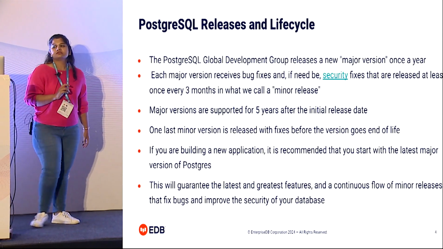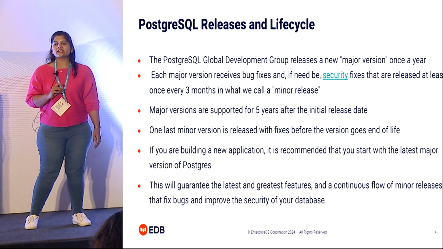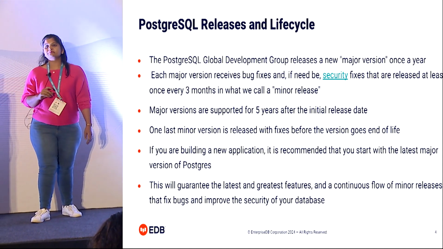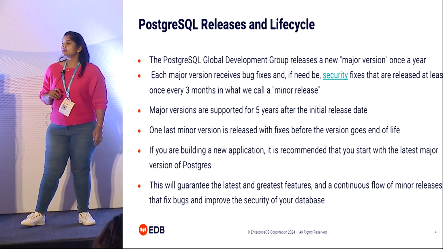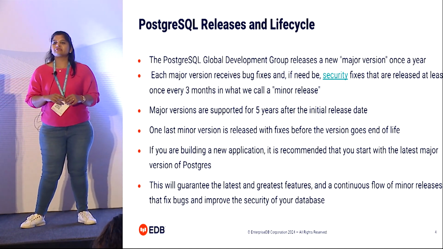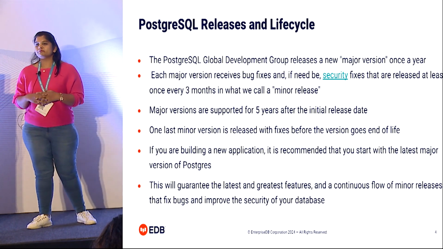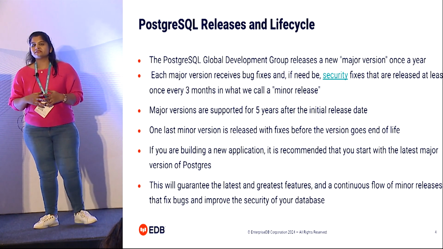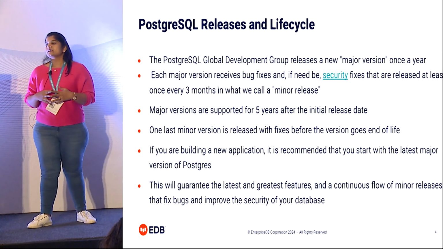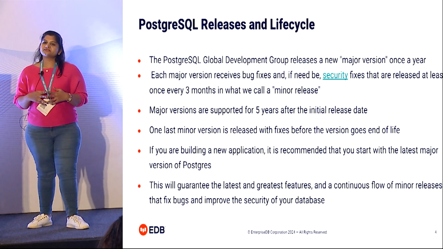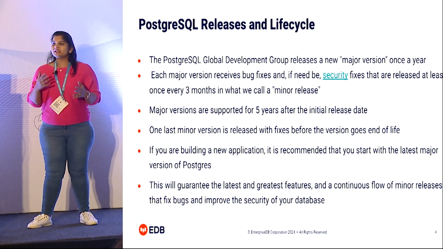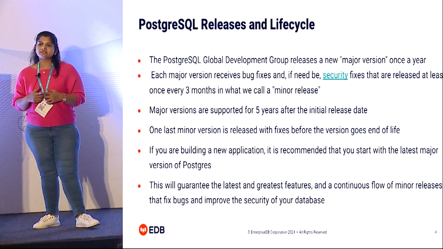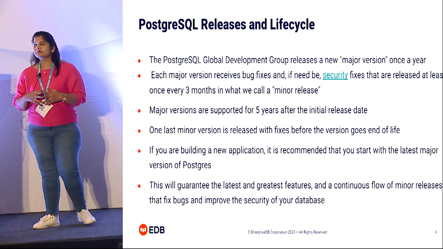Next, I'd like to talk about PostgreSQL releases and lifecycle. The PostgreSQL Global Development Group releases a major version every year. For each major version, we receive minor versions, which mainly include bug fixes and security fixes, every 3 months. And the major versions are supported for 5 years from the date of release. Once the 5 years are completed, one last minor version, which includes bug fixes, is released before the release goes into end of life.